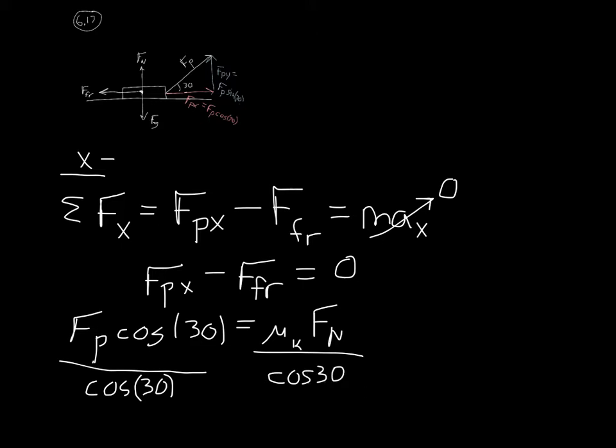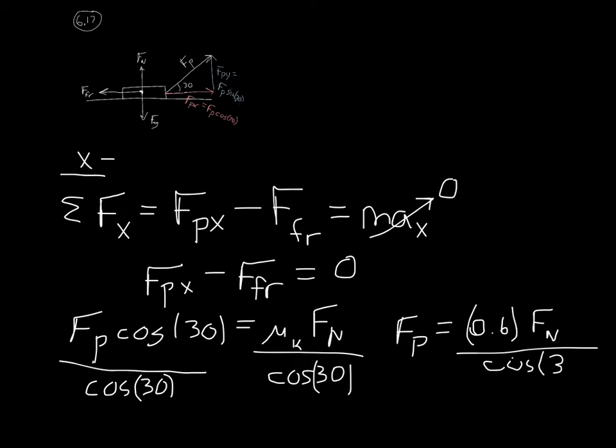I know mu k. What is mu k? Yep. So my Fp is going to be equal to mu k, which is 0.6, times Fn. Do I know what Fn is? No. Divided by cosine of 30. My goal is to get Fp. If I want to get Fp, what do I have to find? Fn. Can I find Fn? How can I find that?